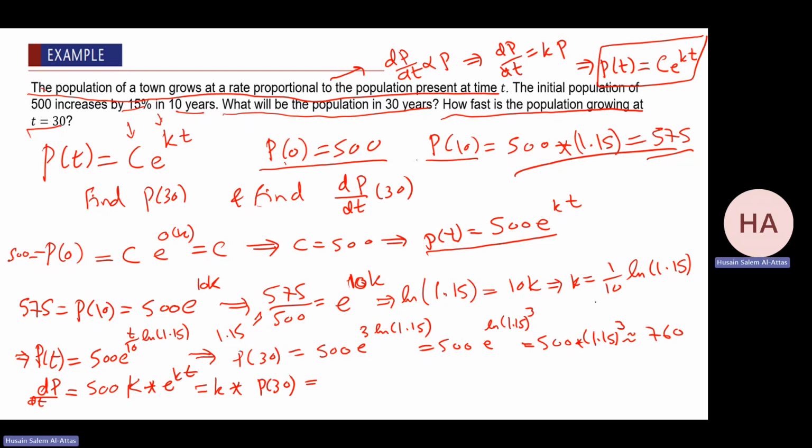Which is K. So K is 1 over 10 ln(1.15 times 760), which is approximately, on the calculator, 10.62. Okay, so that is saying how fast the relation is, which is the derivative of P over dt.